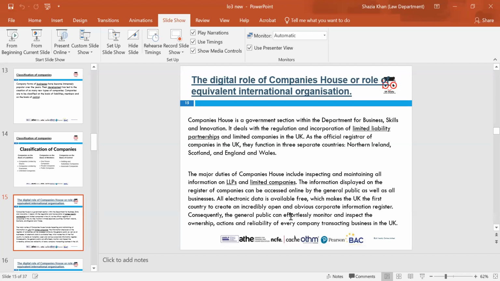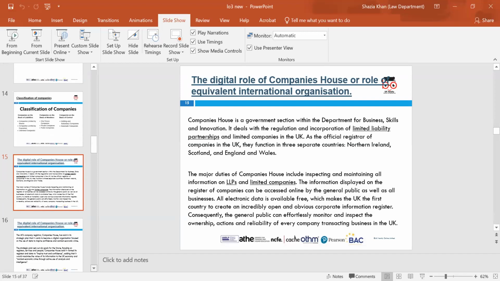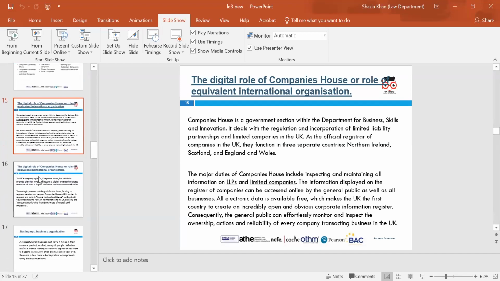The information displayed on the register of companies can be accessed online by the general public as well as businesses. All electronic data is available free, which makes the UK the first country to create an incredibly open and obvious corporate information register. Consequently, the general public can effortlessly monitor and inspect the ownership, actions, and reliability of every company transacting business in the UK. So it's really good to have Companies House because it's able to let the public go on and check everything as well.